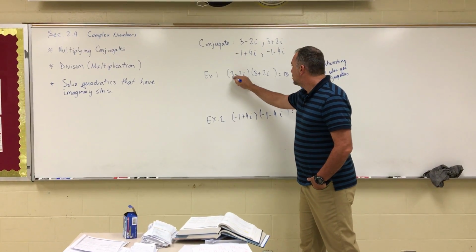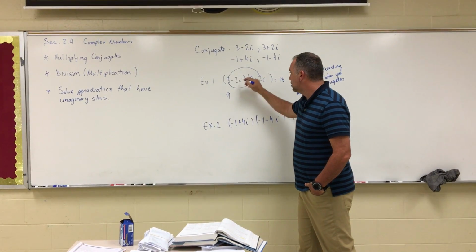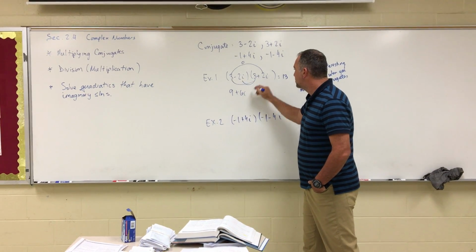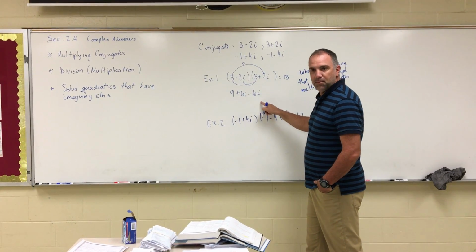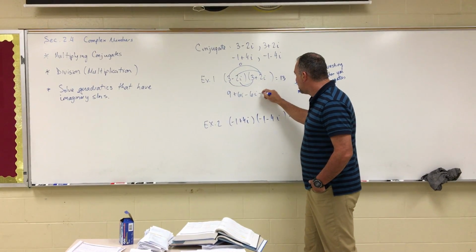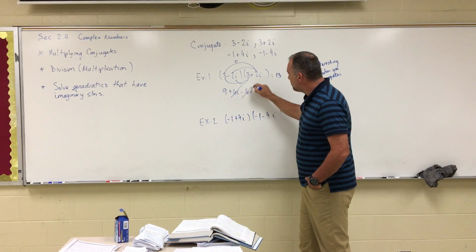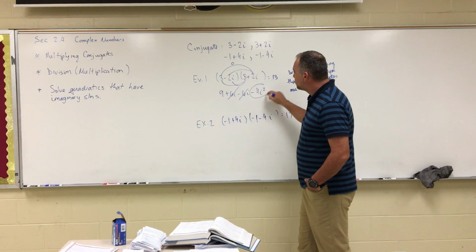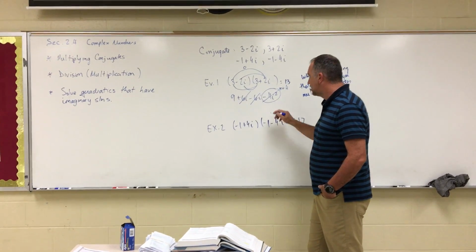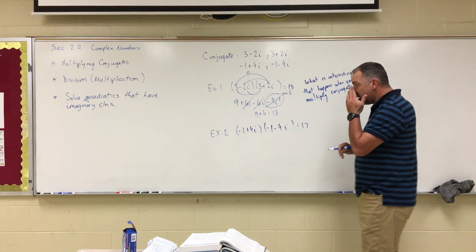So let's see. You did first, you get 9. So look at what happens to outer and inner. Outer is plus 6i, right? Inner is minus 6i. So what's going to happen to those two? They cancel. And then when you multiply here, minus 4i squared, we know to change it. Minus 4i squared changes to a plus 4, because i squared is a negative, and that's where you get 9 plus 4, which is 13.